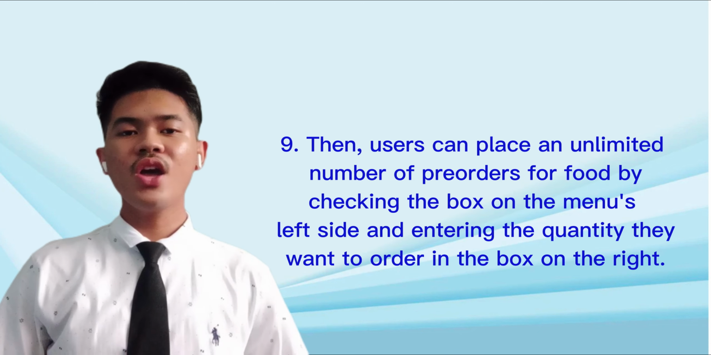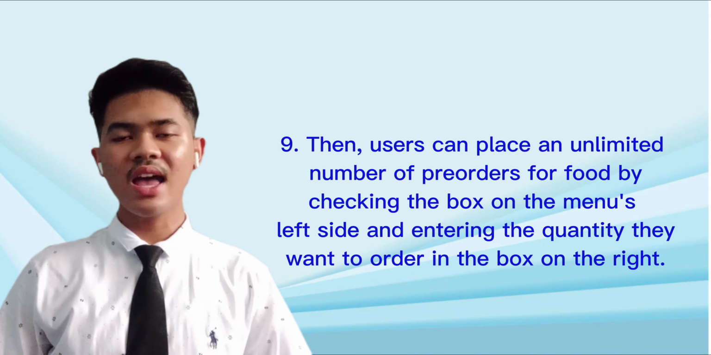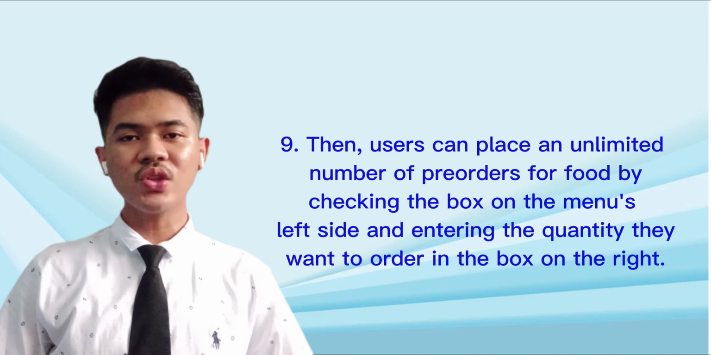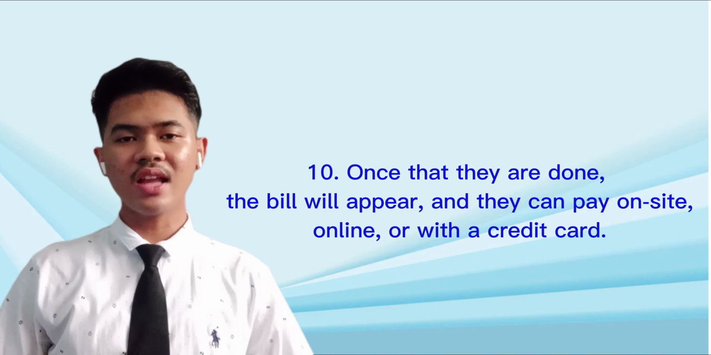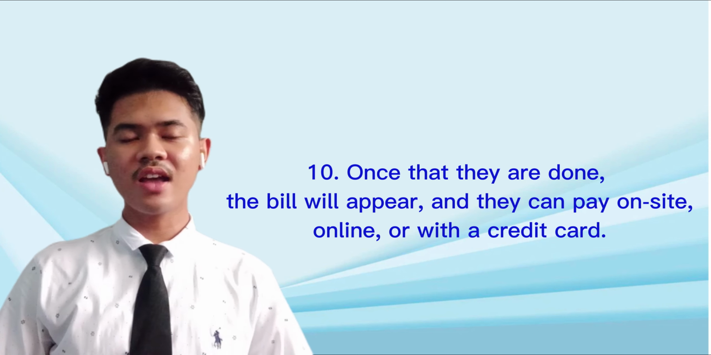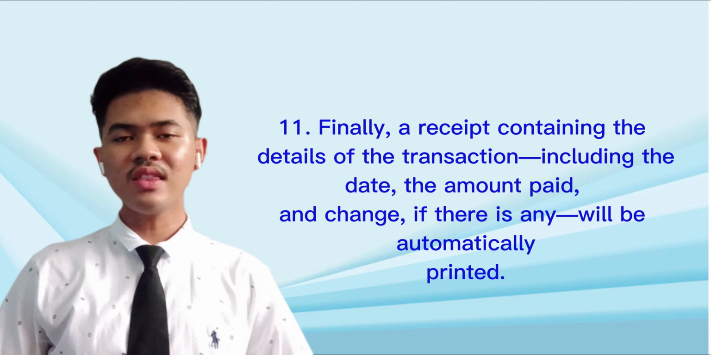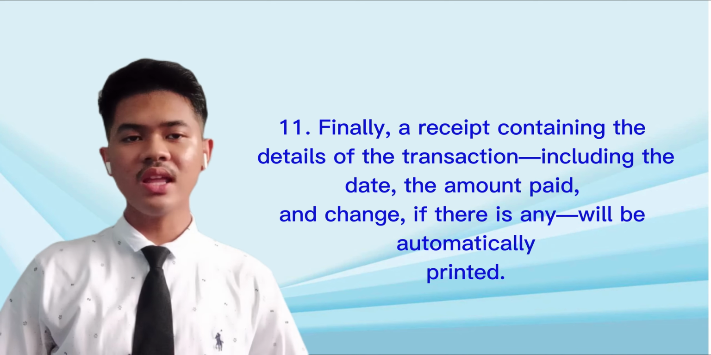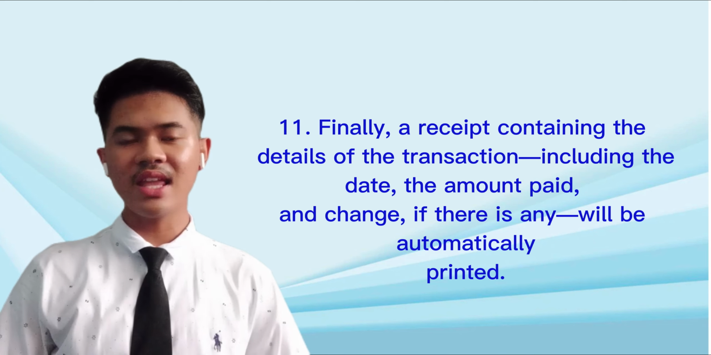9. Then, users can place an unlimited number of orders for food by checking the box on the menu's left side and entering the quantity they want to order in the box on the right. 10. Once they are done, the bill will appear and they can pay on-site, online, or with a credit card. 11. Finally, a receipt containing the details of the transaction, including the date, the amount paid, and the change if there is any, will be automatically printed.